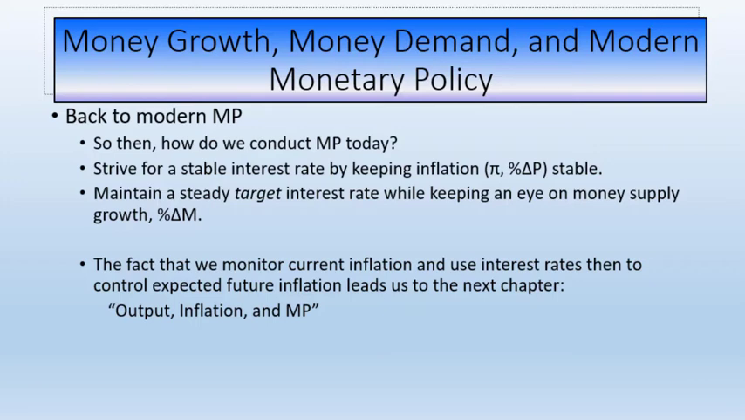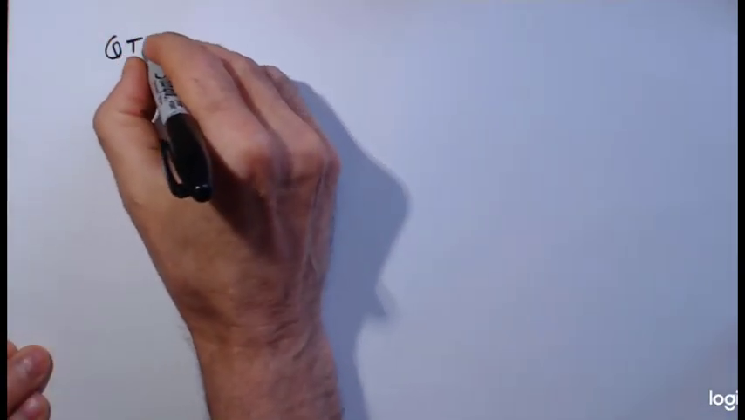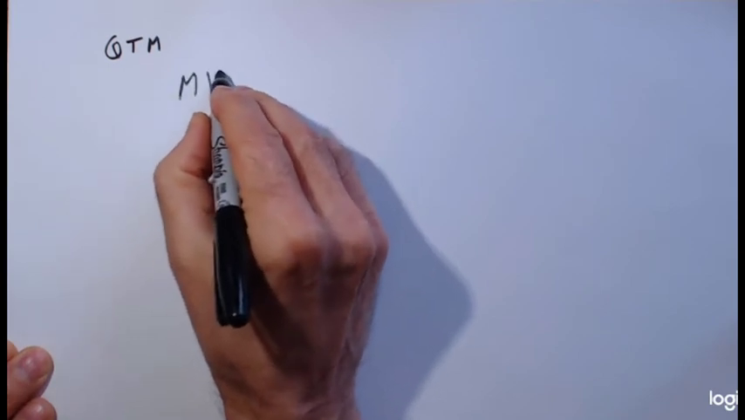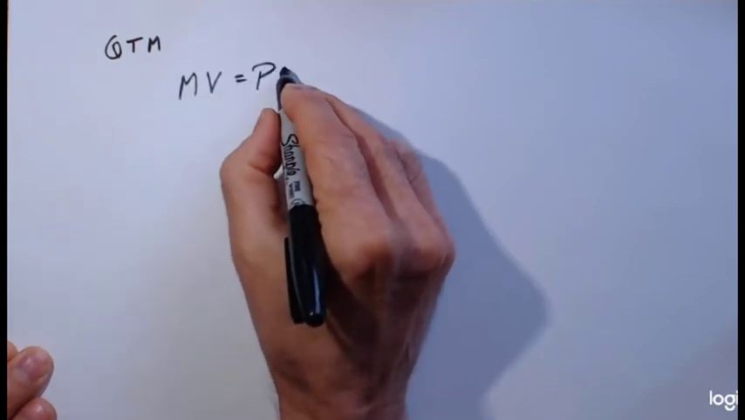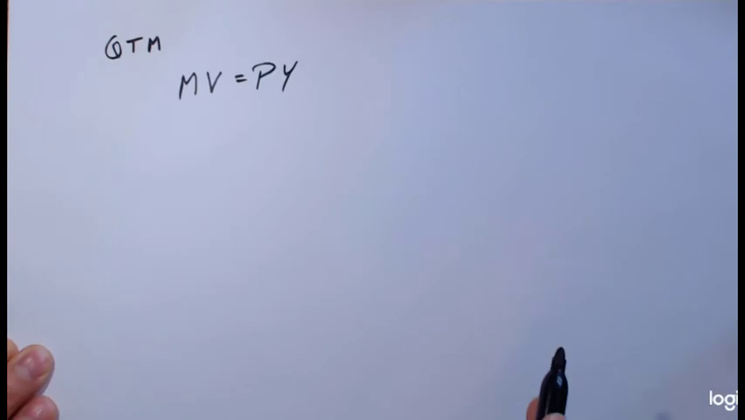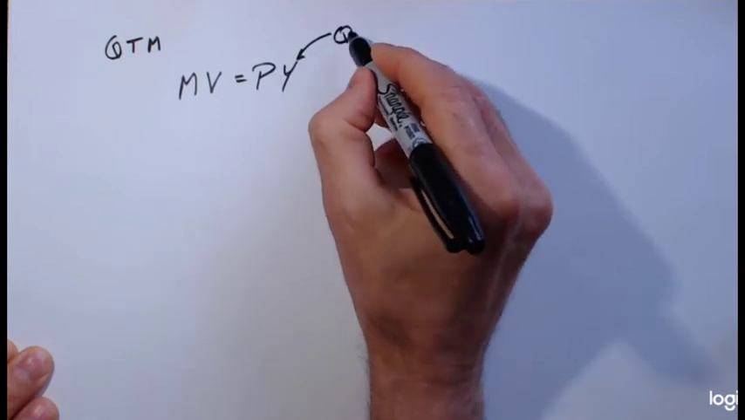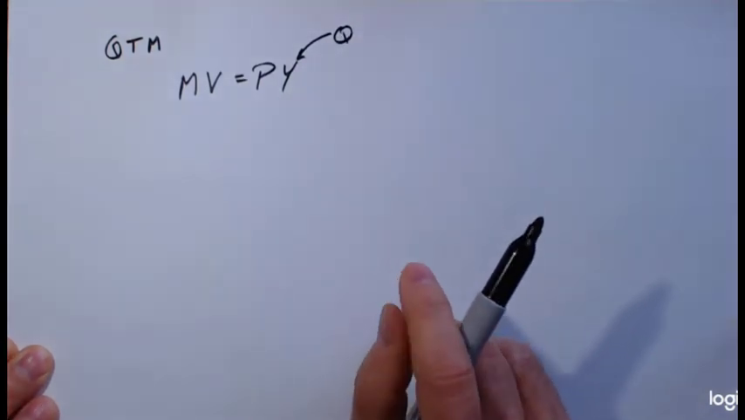theory of money, of which the equation of exchange is the centerpiece. The quantity theory of money is best described with this formula: MV equals P times Y. This equation is the equation of exchange. Okay? And this Y is often denoted as Q in a lot of other sources.